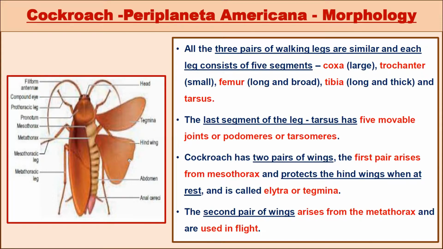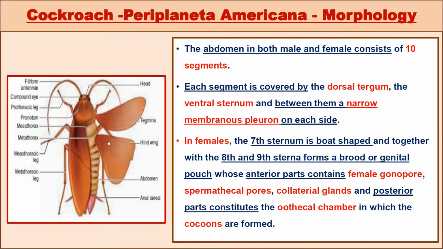The second pair of wings arises from the metathorax, and it is used for flight. The abdomen of both male and female consists of 10 segments. From here you can count 10 segments. And each segment is covered by a dorsal tergum, a ventral sternum and a narrow membranous pleuron on each side.